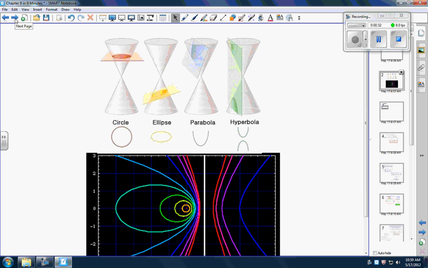Again, here's how we got the shapes. We took a cone and we basically cut it at different angles. You've explored circles before. Ellipses are at an angle. Parabolas are at an angle where you catch a base. Hyperbolas are perpendicular to the two bases here.